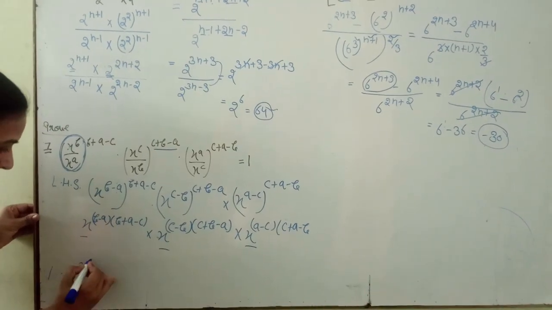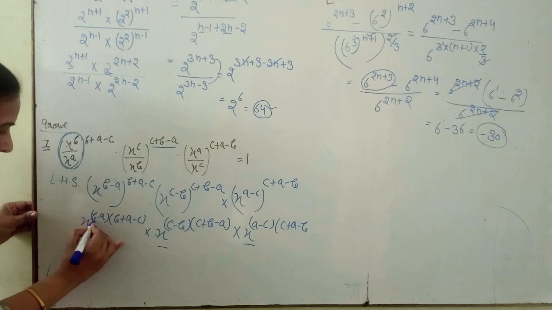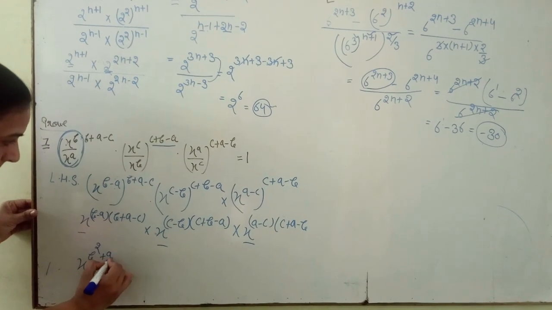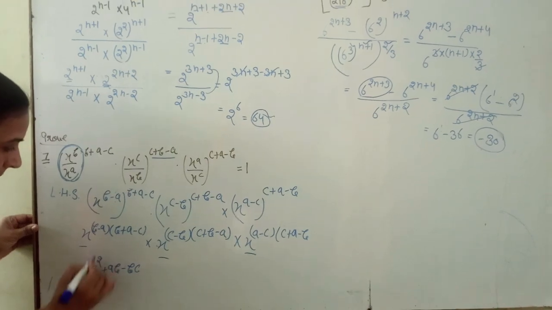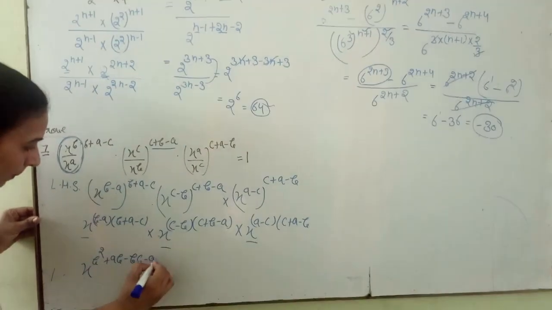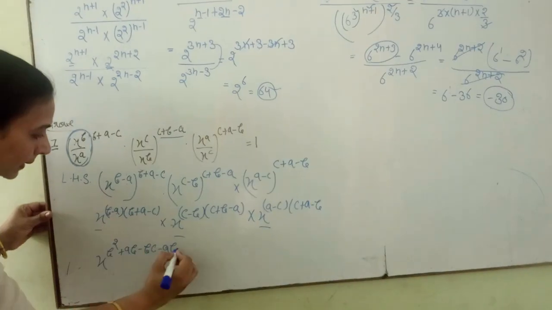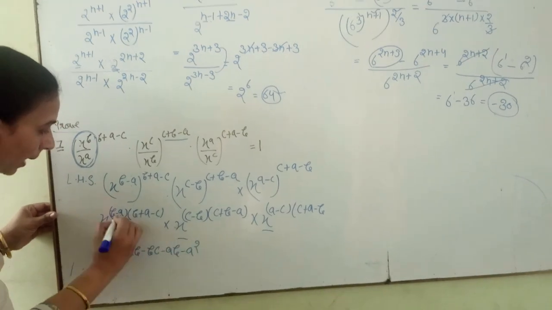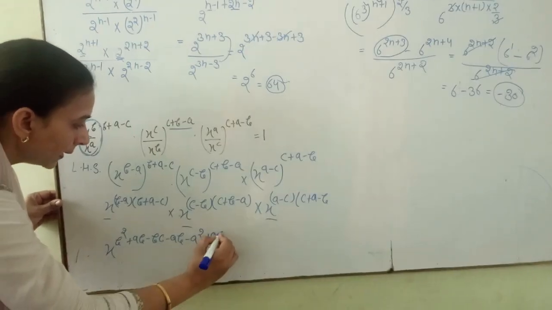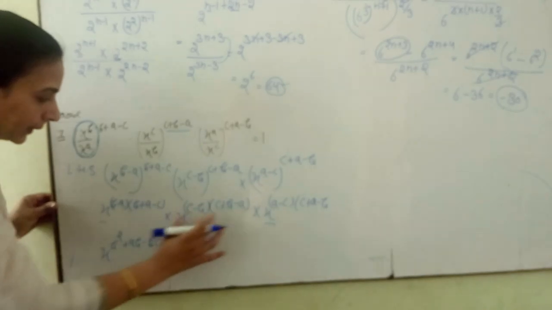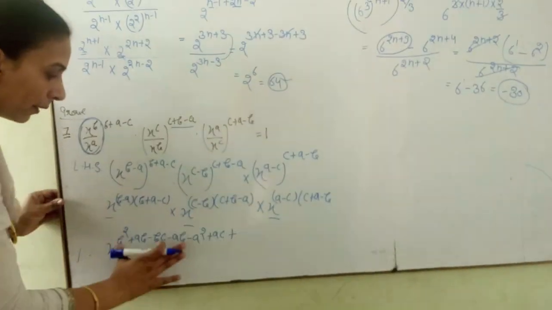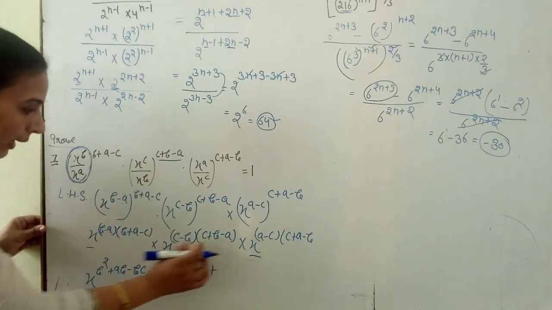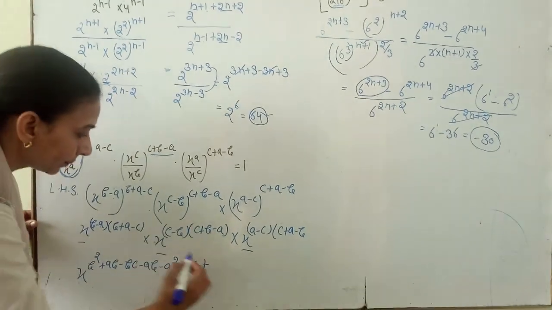B multiply b, b square. B multiply a, ab. B multiply minus c, minus bc. Minus ab, minus a square. Minus minus plus ac. Same, next we add same in this power, because base same, then power should be added. This is first, again plus second.